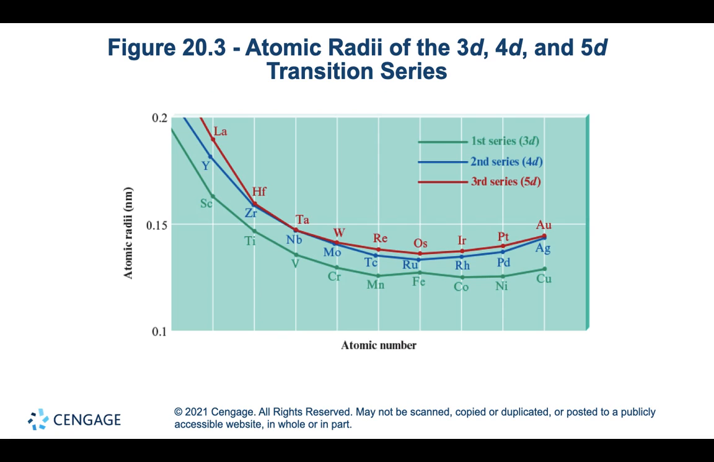This graph illustrates the lanthanide contraction. You see a fairly decent gap between the green, which is the 3d atoms, and the blue, which are the 4d atoms. Fairly significant gap there in size. The 3ds are smaller than the 4ds, but the red and the blue are almost right on top of each other. In other words, the 4d and the 5d are very similar in size due to the lanthanide contraction. That's because the 5ds have the 4f electrons that precede their filling.